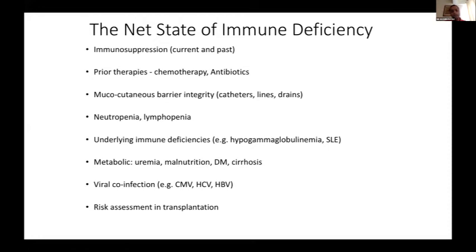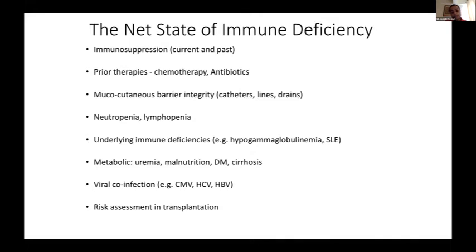Was the patient on broad spectrum antibiotics? How about the mucocutaneous barrier integrity? Is it intact? Does the patient have indwelling catheters, lines, or drains? Does the patient have neutropenia or lymphopenia because of the drugs? Underlying immunodeficiencies, like in our setup, does the patient have HIV, or lupus, or hypogammaglobulinemia? The metabolic milieu is important as well, like for our patients who are uremic, or malnourished because of CKD, or diabetic?